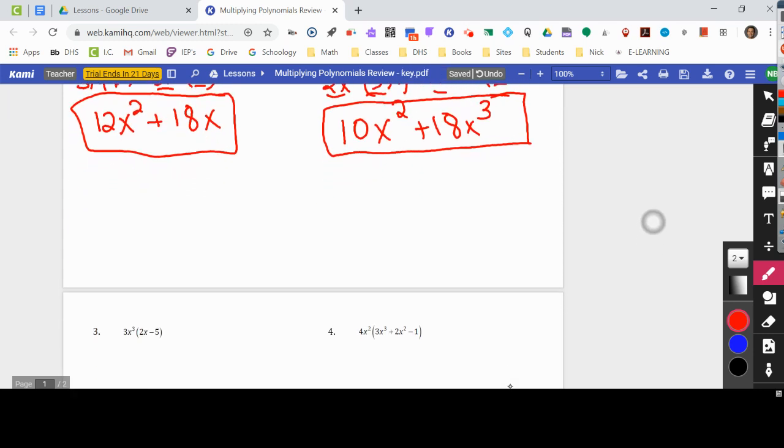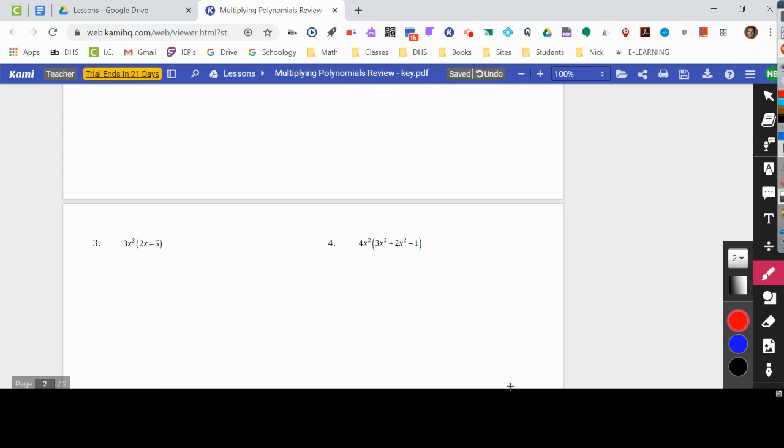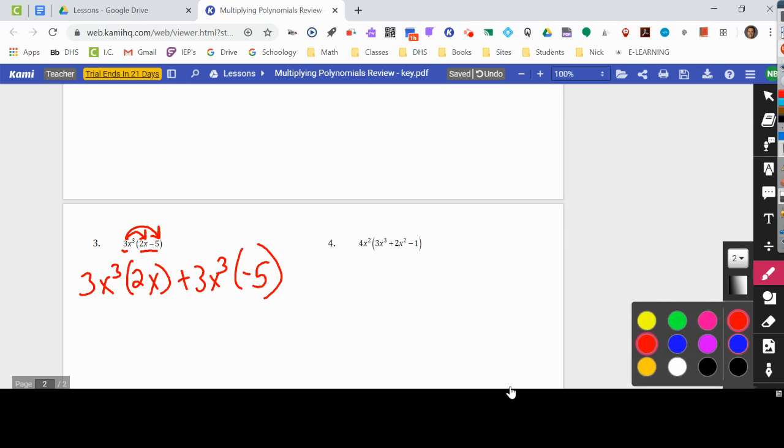All right, let's look on page 2 here. We got number 3: 3x to the third times 2x minus 5. Again, we have a monomial, 3x to the third, times a binomial, 2x minus 5. So we're just going to distribute here. We get 3x to the third times 2x, and we get that positive 3x to the third times a minus 5.